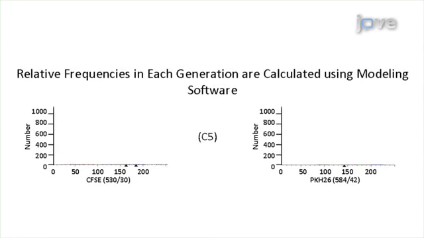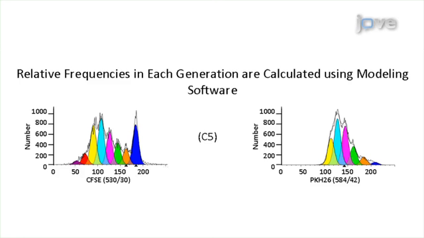Ultimately, the use of peak modeling software to estimate the relative frequency of the cells in different generations can allow quantitative comparison of the proliferative responses across different populations or stimuli, using metrics such as proliferation index or precursor frequency.